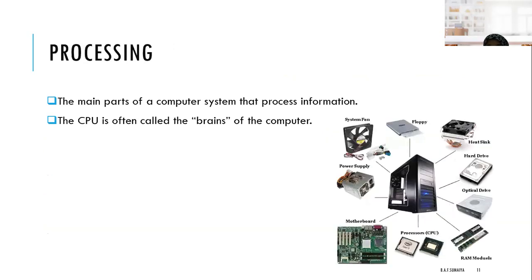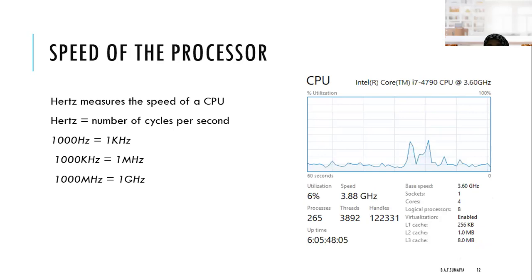Processing. The main parts of a computer system that process the information. The CPU is often called the brains of the computer. Speed of the processor. Hertz measures the speed of a CPU. Hertz is the number of cycles per second.